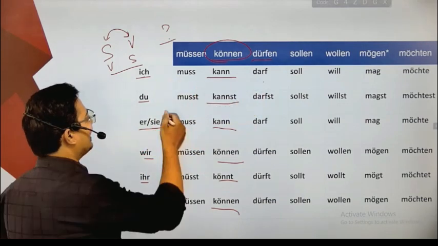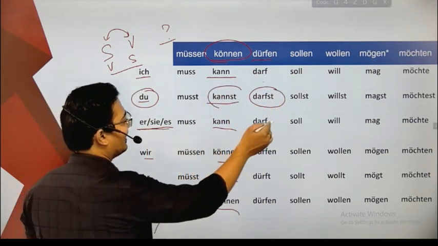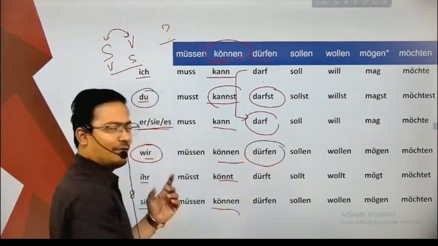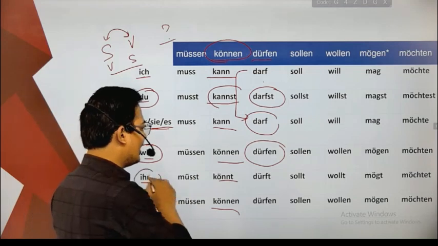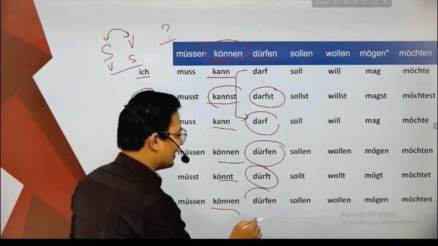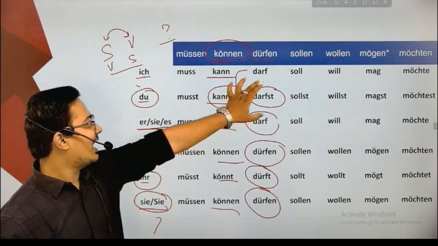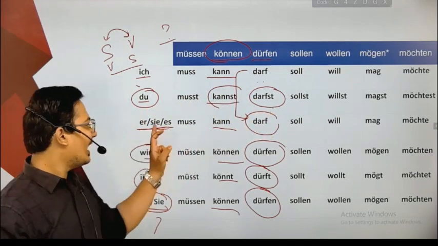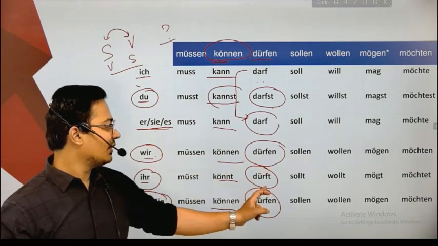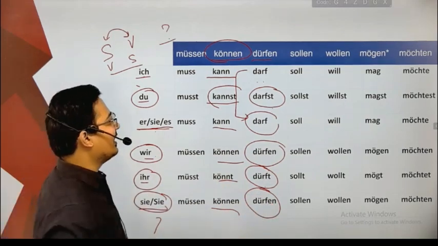Okay? So, du darfst, sie, es darf, wir dürfen, ihr dürft, sie dürfen. What is it? Ich darf, du darfst, sie, es darf, wir dürfen, ihr dürft, sie dürfen. Okay? Now move to the next one.